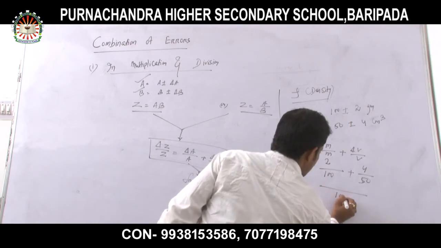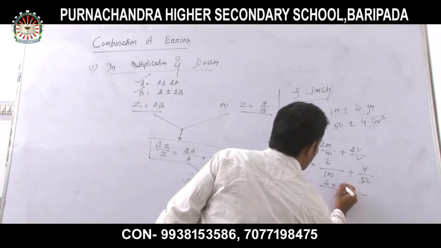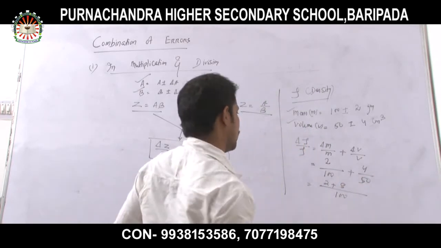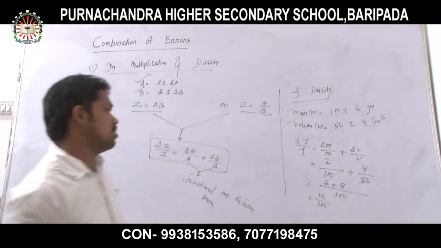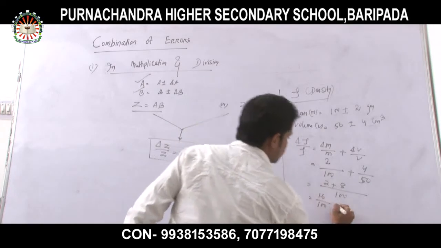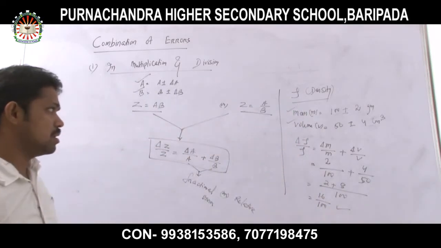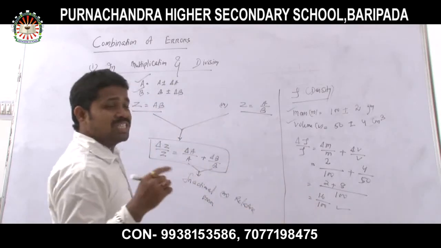So this is 2 over 100, and this is 4 over 50. Multiplying by 2, this is 8 over 100. So this is 16 divided by 100. Just solve it. Okay. So now this is del rho by rho. Understood? And this is my error. Which type of error?